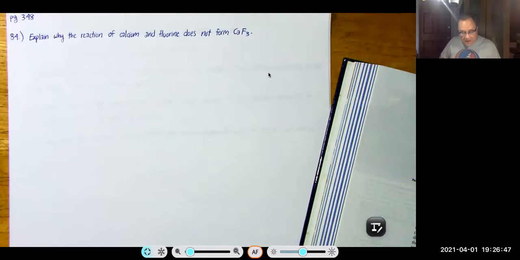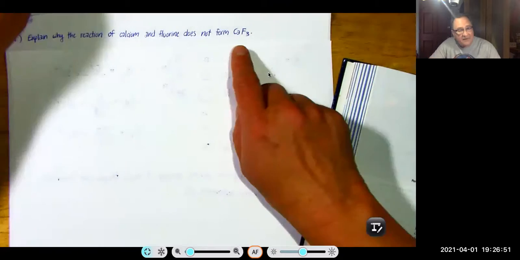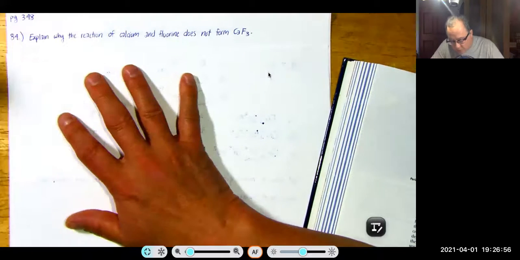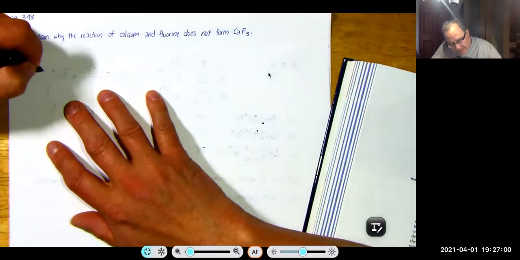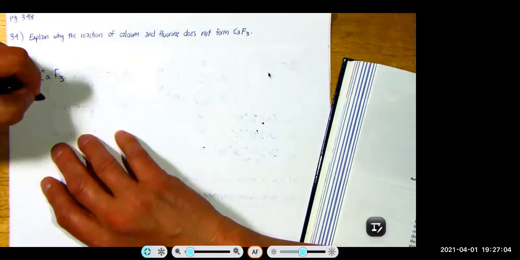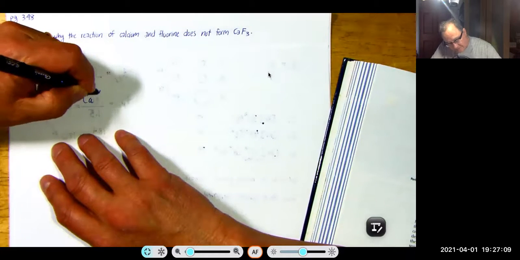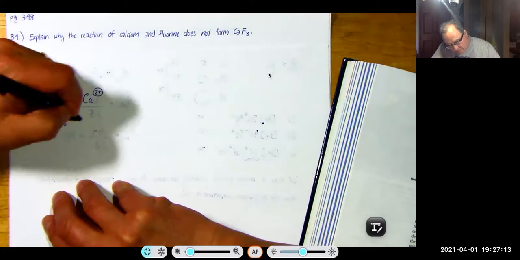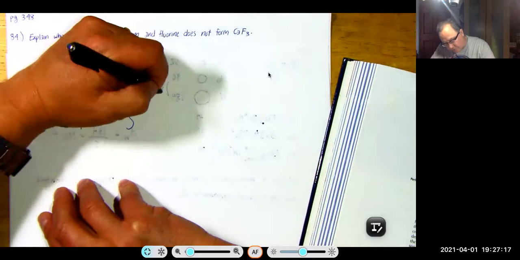Okay, explain why the reaction of calcium and fluorine does not form CaF3. We can look at this from two points of view. To form CaF3, we can say that calcium does form calcium 2 plus, right? And fluorine does form F minus. And when we combine the two, we do the old switcheroo. Do you remember that?